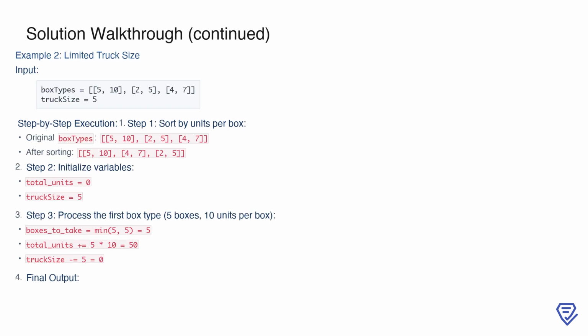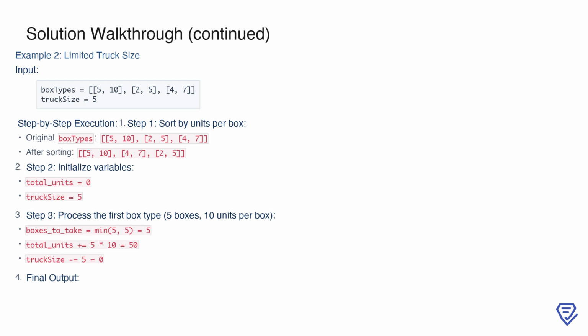Now, let's examine another scenario where the truck has a more limited capacity. For this input, we have box types as [5,10], [2,5], [4,7], and a truck size of 5. As always, the first step is to sort the box types based on units per box in descending order. After sorting, we get [5,10], [4,7], [2,5]. With the box types sorted, we initialize total_units to 0 and the truck size to 5.